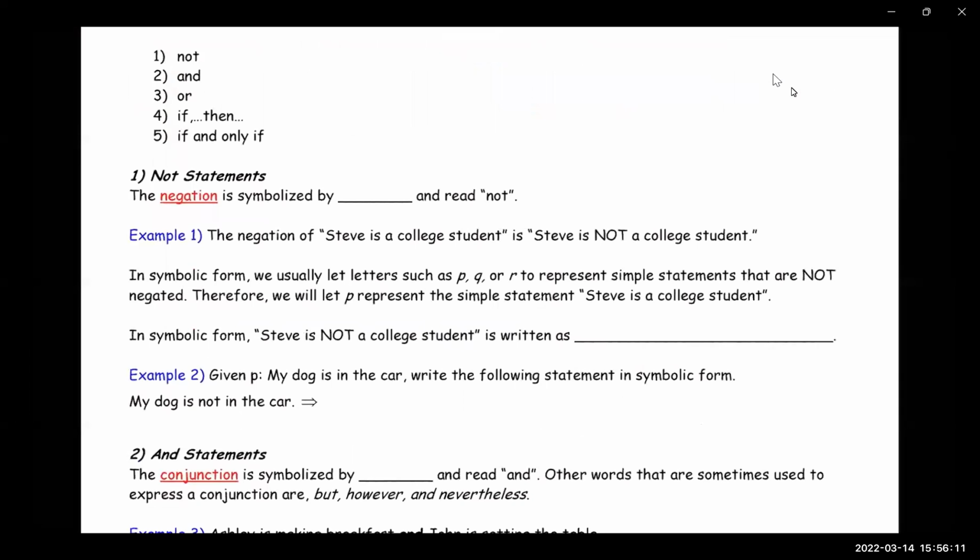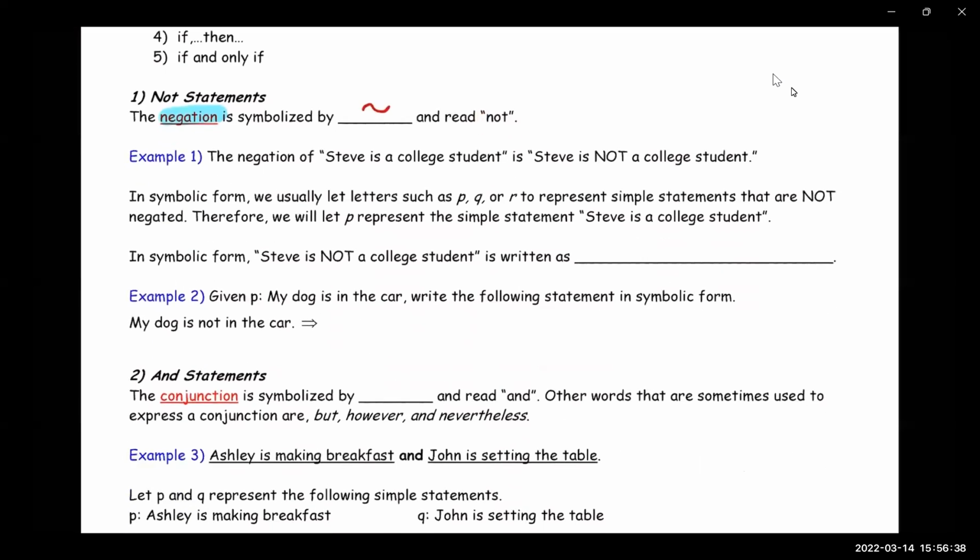Not statements are called negations, and it's symbolized by this symbol. I think it's called a tilde, but they're just like these squiggly lines, and that's how you negate a statement. So if you want to give the opposite value, you do this, and that just means not. All right, so here's an example. The negation of Steve is a college student is Steve is not a college student. So that would be the negation because of the word not.